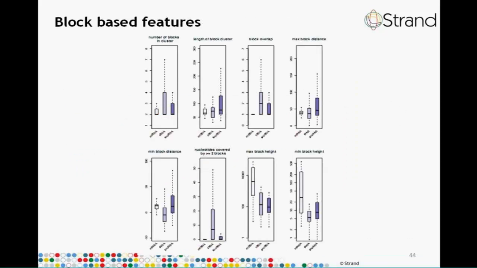So a paper published last year has done an analysis of the block pattern and come up with multiple features. So for a particular enriched region, after we find out the blocks, we could find out how many blocks are present in that enriched region, what is the length of that enriched region, how many of those blocks overlap with each other, what is the maximum distance between the blocks, the minimum distance, how many nucleotides are covered by multiple blocks, etc. So each of the enriched regions could be annotated with all of these block-based features.